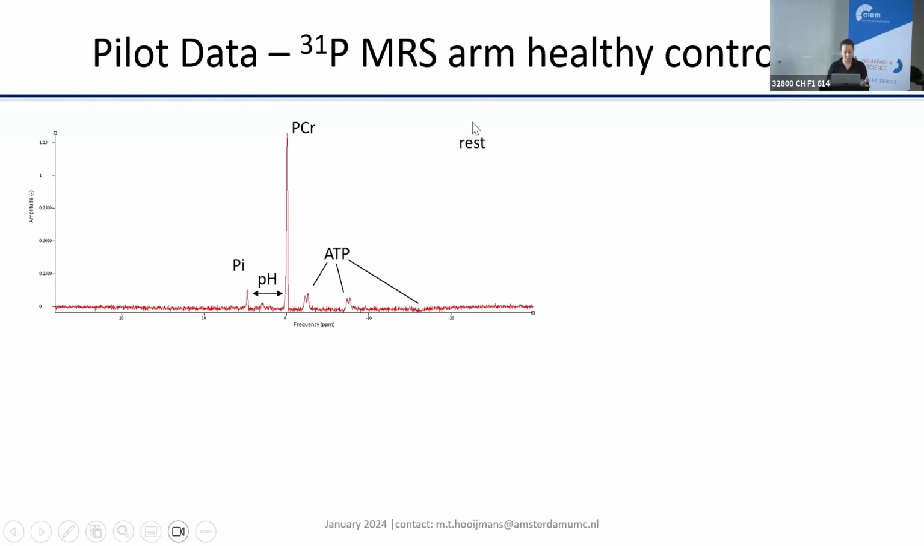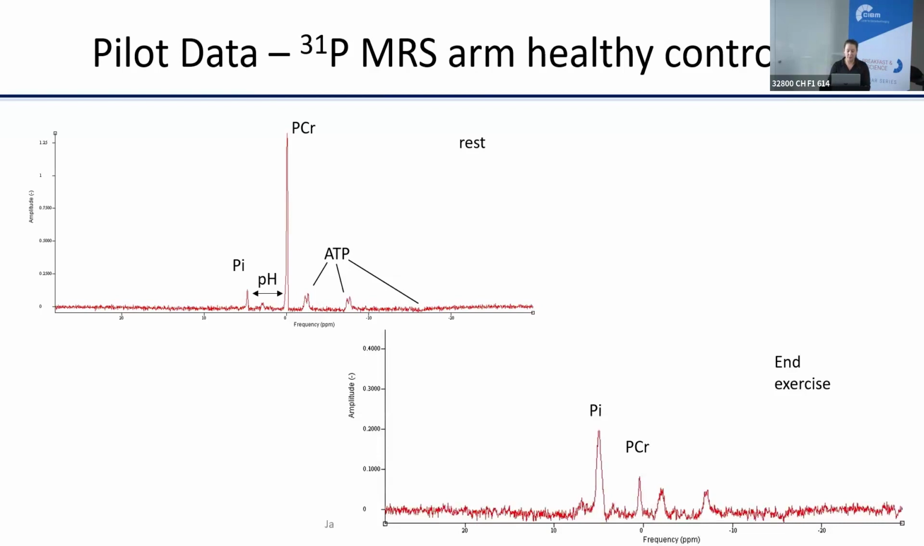And we also tried to collect some data while doing the cycling experiment in the MR scanner. And then you see that indeed the amplitude of the peaks changes, and also the distance between Pi and PCr changes a little bit. But we were actually quite happy with the line width of the peaks and the signal to noise ratio while moving the arms in the MR scanner.